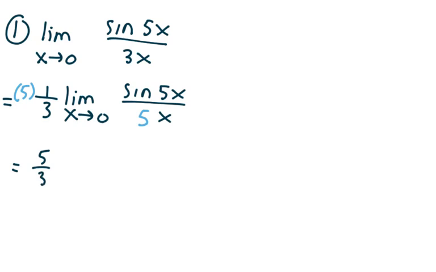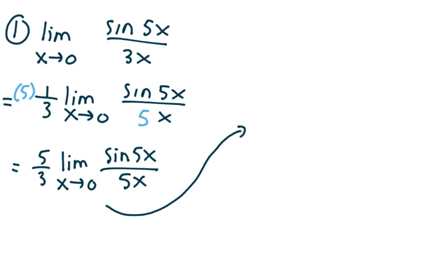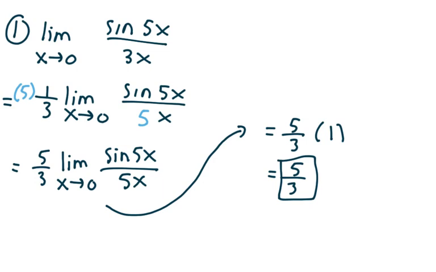And anytime you multiply by 1, the value doesn't change. And so you have 5/3 times the limit as x goes to 0 of sine 5x divided by 5x. And notice how the argument for the sine is 5x and the denominator is 5x, so they match. And so this is equal to 5/3 multiplied by 1. And so the answer is 5/3. And that's how you do example 1.